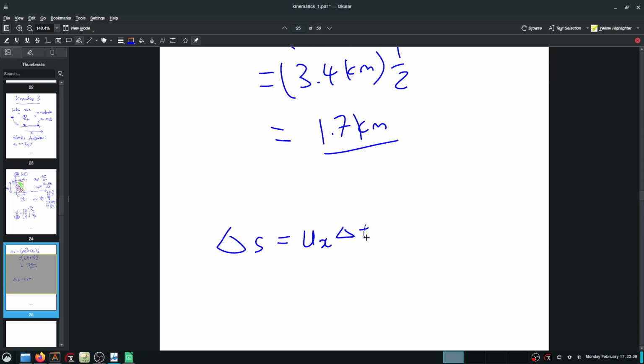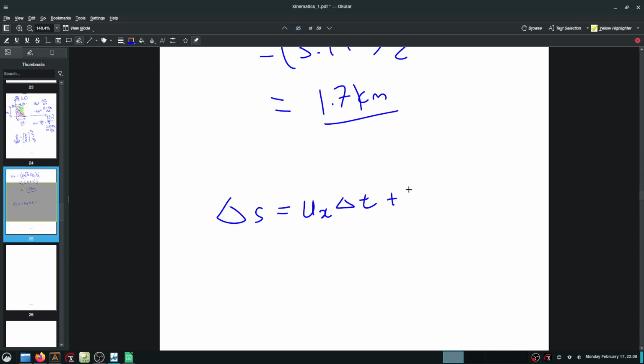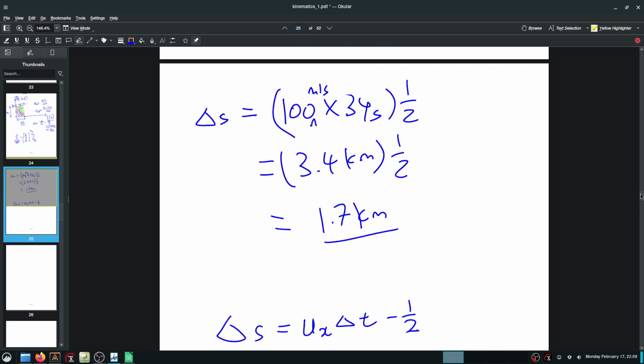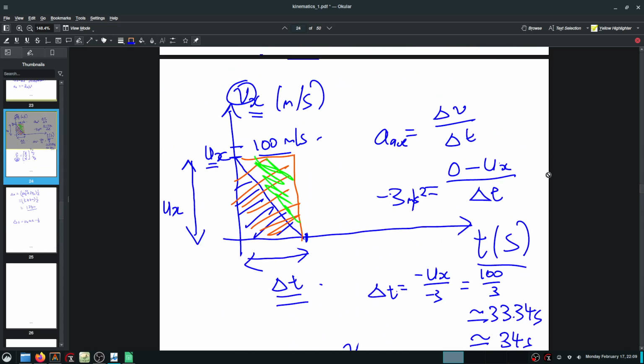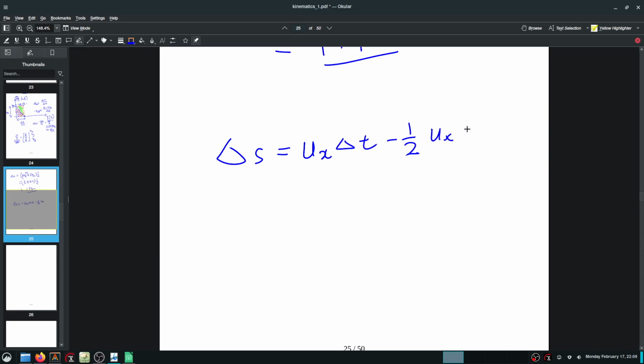Ux delta t. Okay, so what's the triangle area? We need to do this, minus half. Okay, minus half. So we are subtracting off this triangle area. So what is this here? This is ux obviously, and then this is delta t. Okay, ux delta t, half ux delta t.